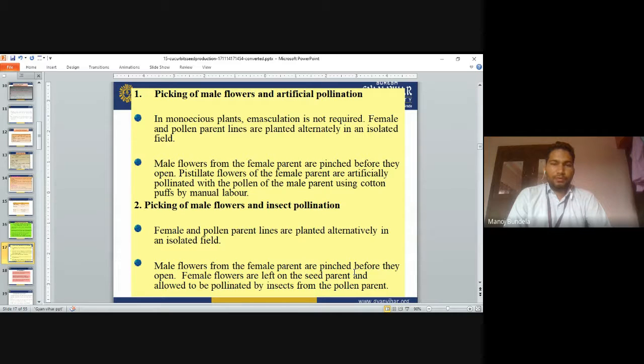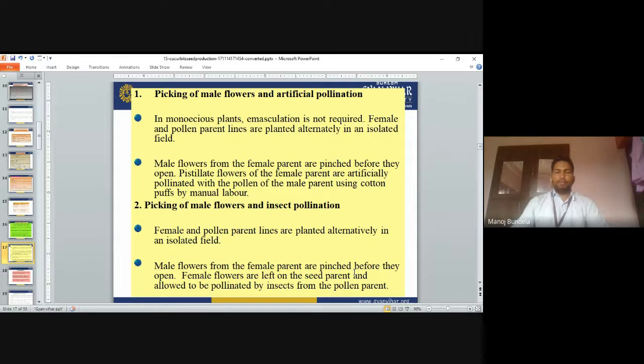Picking of the male flowers and insect pollination. The female and the pollen parent lines are planted alternately in an isolated field. In the isolated field, we have to plant the female lines and the pollen parent lines. The male flowers from the female parents are pinched.